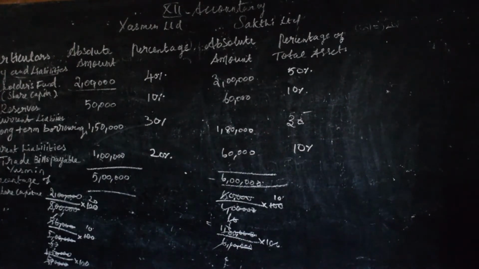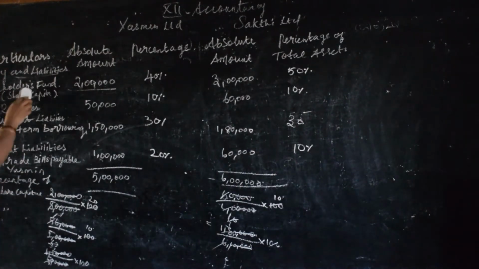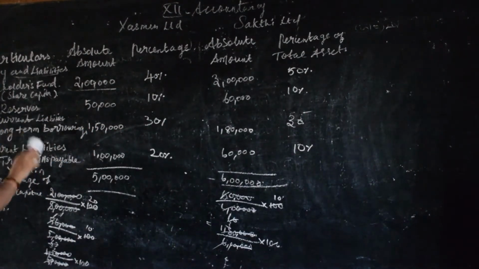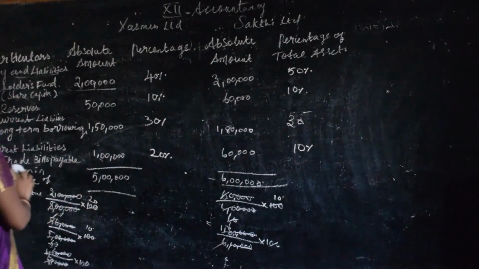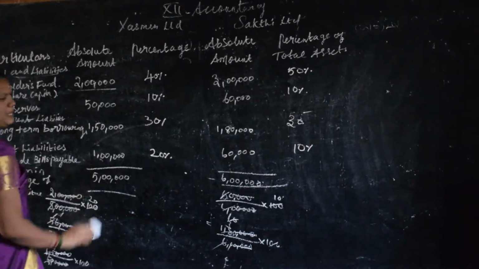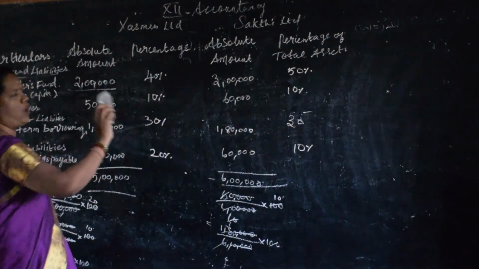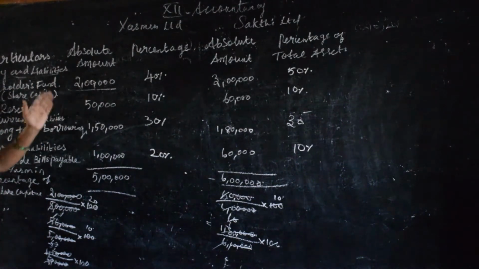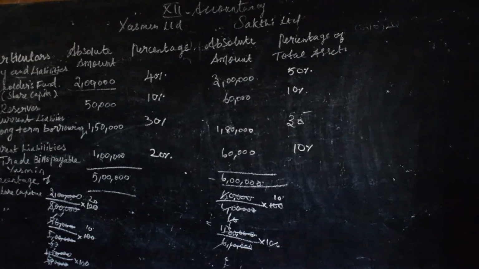After finishing the sum, you have to write like this: share capital is 40%, reserves and surplus is 10%, long-term borrowings, that is non-current liabilities. Under the non-current liabilities, it's long-term borrowings. So long-term borrowings is 30%, and for the current liabilities 20%. And for the Shakti Limited, you have to mention the name, because we are finding out the differences of the two companies' reserves, assets and liabilities.